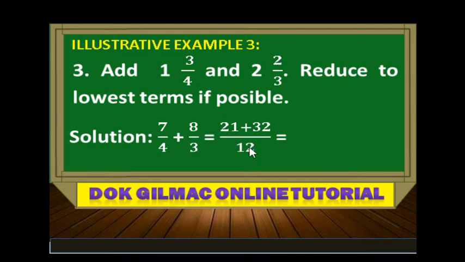Then, we get the LCD of 7/4 plus 8/3, which is simply equal to 12. Then 12 divided by 4 is 3 times 7, so we have 21. 12 divided by 3 is 4 times 8 is 32. So this is just equal to 21 plus 32 all over 12, or simply equal to 53 all over 12, or 4 and 5 over 12.